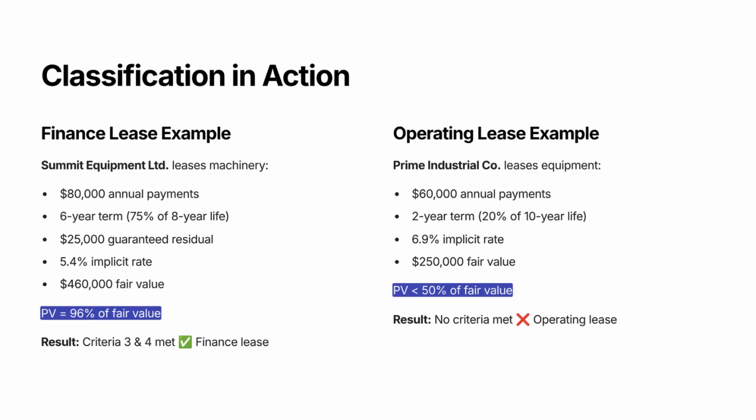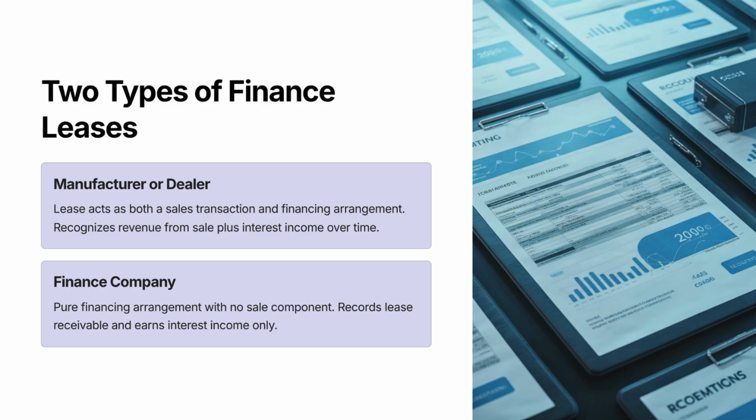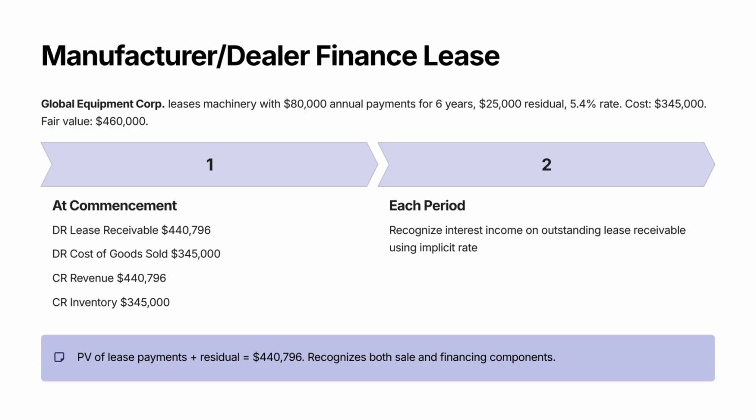Okay, so now that we know how to classify leases, the next question is, what happens after we've identified a finance lease? Let's walk through how lessors measure, record, and recognize revenue under IFRS. When a lease is classified as a finance lease, we have 2 possibilities. 1. The lessor is a manufacturer or dealer, or 2. The lessor is not a manufacturer or dealer, like a finance company. Let's break these down. 1. Manufacturer or dealer leases. In this case, the lease acts as a sales transaction plus financing. The lessor recognizes both revenue from the sale and interest income over time.